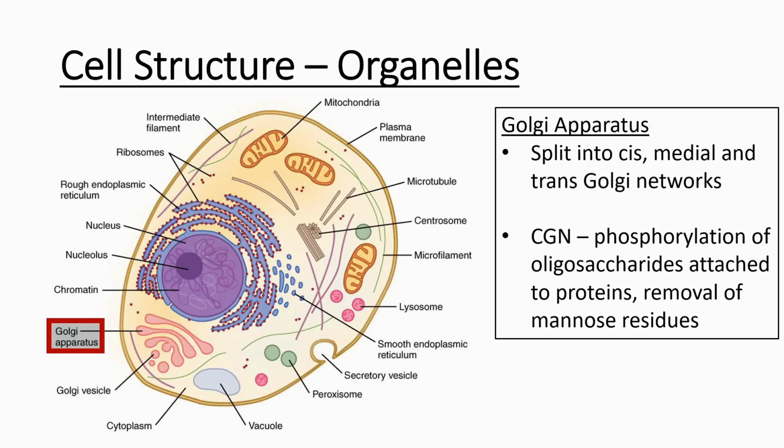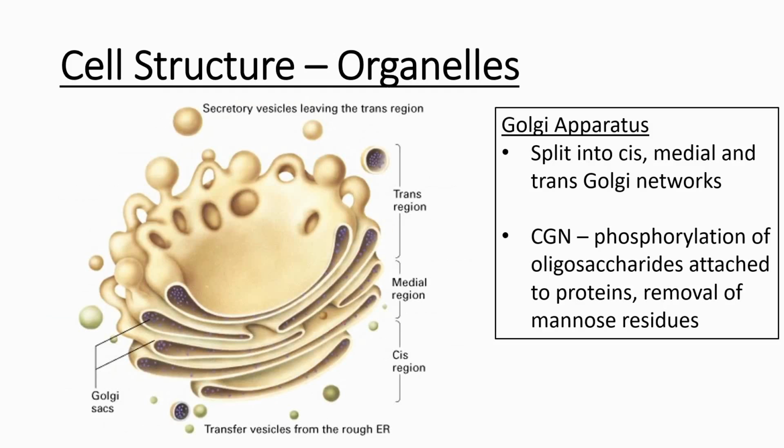As I mentioned before, the Golgi apparatus or the Golgi body. This is split into three different sections, the cis, medial, and trans Golgi networks, and we'll see this in a moment. The cis Golgi network, or the CGN, is involved in phosphorylation of oligosaccharides attached to proteins. Removal of mannose residues also occurs here.